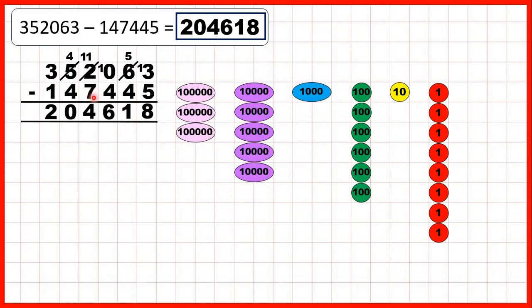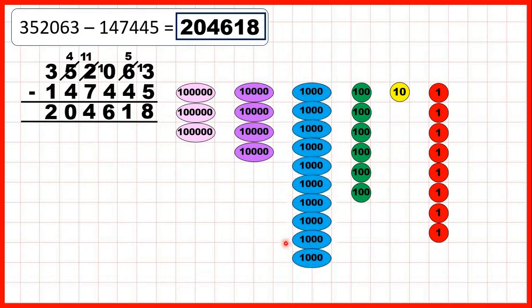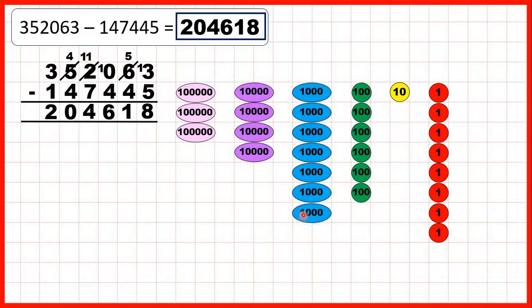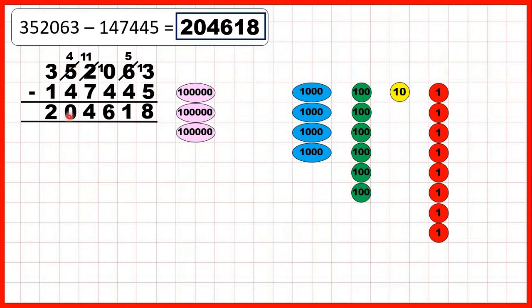Now we need to subtract 7 thousands. We can subtract 1,000, exchange, then subtract 2, 3, 4, 5, 6, 7 thousands to give us 4 thousands in our answer. We need to subtract all 4 of the 10,000 counters that we have left, so in our answer we have 0 as the 10,000s digit, and then we just need to take away 1 of our 100,000s counters to give us 2 as the 100,000s digit of our answer.